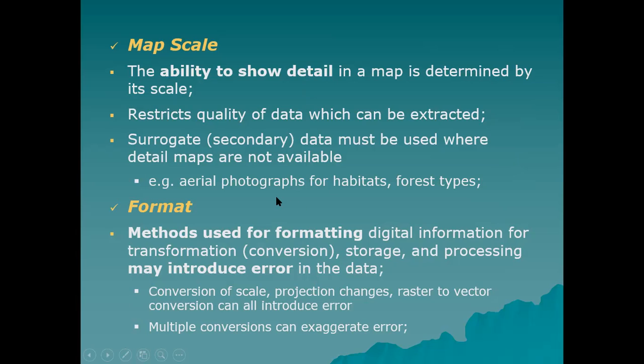So if you do have gaps in your data in terms of level of detail, how do you fix it? You need to look for surrogate or secondary data to fill in the gaps in information. Secondary data may include aerial photos. For example, you can look at your aerial photos to fill in gaps in information about habitats or forest types, etc.